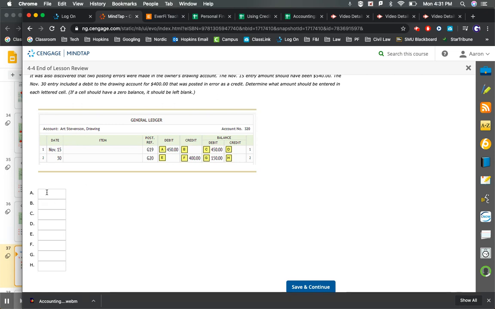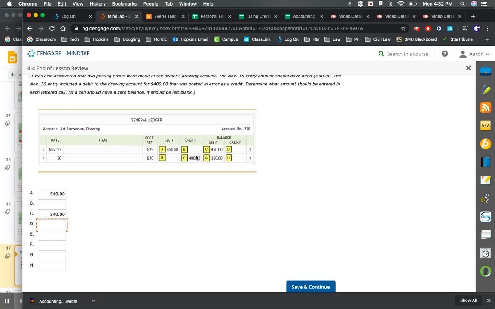So what should go in box A? We said it was written as 450, but it should have been 540. So we should have 540 there. Box B, still going to be nothing, so we're going to leave that blank. C, well, if this gets changed to 540, our new balance should be 540. D, we didn't mess up on the columns at all, so there's nothing in D, so we're just going to leave that blank. That should still be 0.